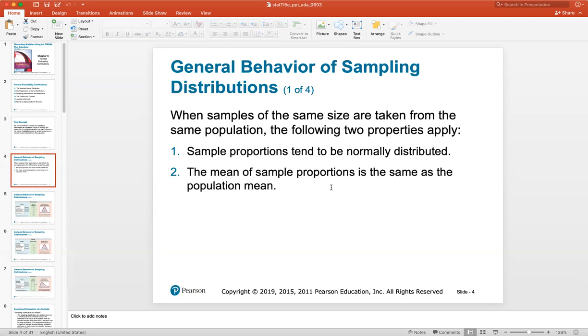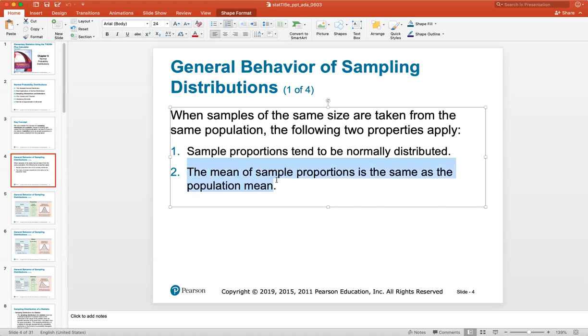And the second one: the mean of sample proportions is the same as the population mean. This is really important, and a really useful kind of property. So the mean of sample proportions is the same as the population mean. We're going to look at this one again later.